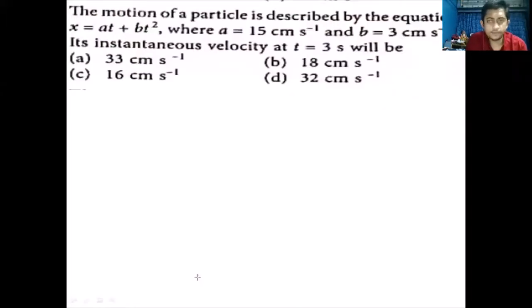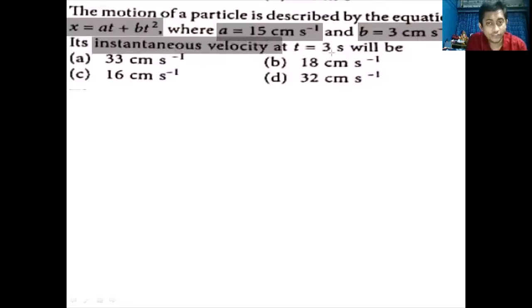So kindly look at the question. In the question they are telling us that x is equal to at plus bt square. This is the equation of a particle which is moving. Now here the value of a is 15 centimeter per second and the value of b is 3 centimeter per second square. So we are supposed to find the value for instantaneous velocity at t equal to 3 seconds. We have to find instantaneous velocity.